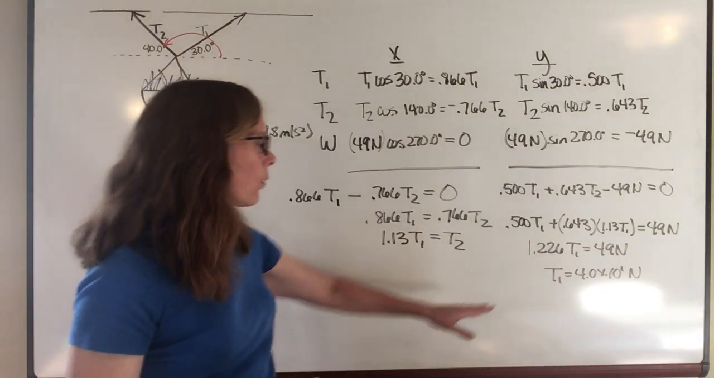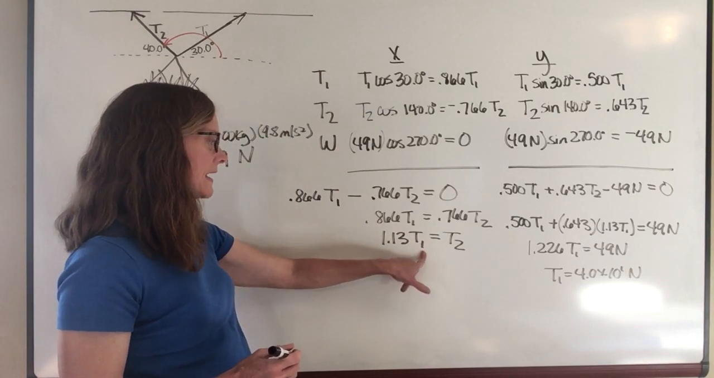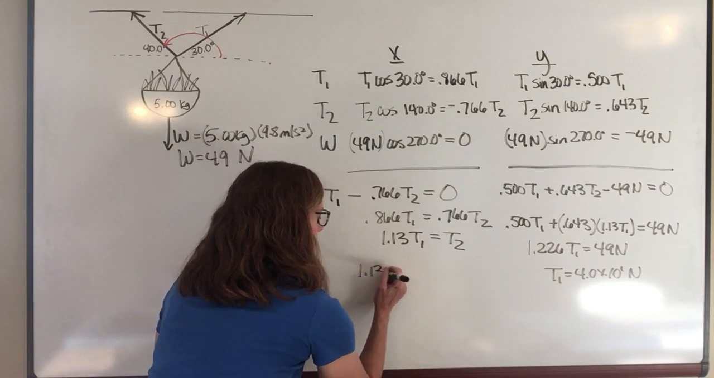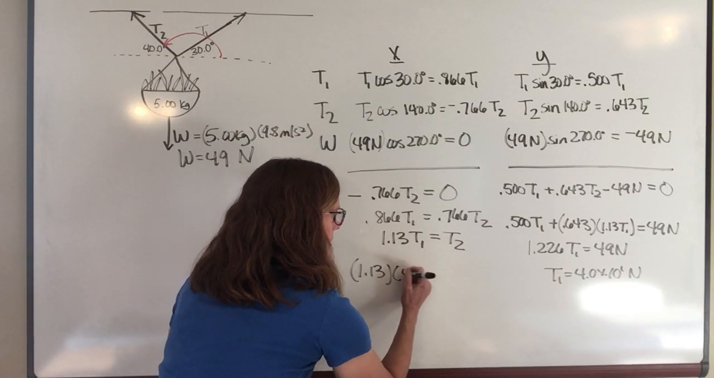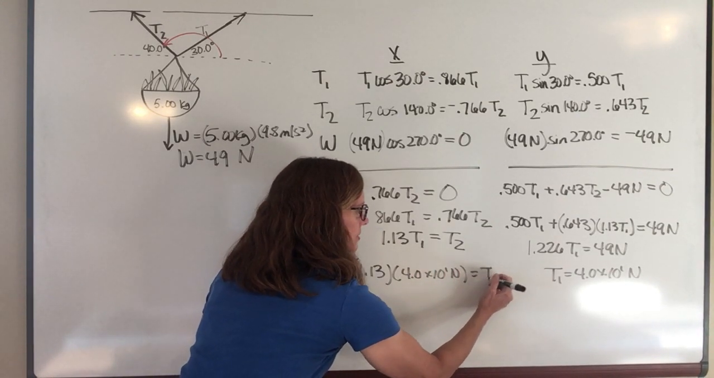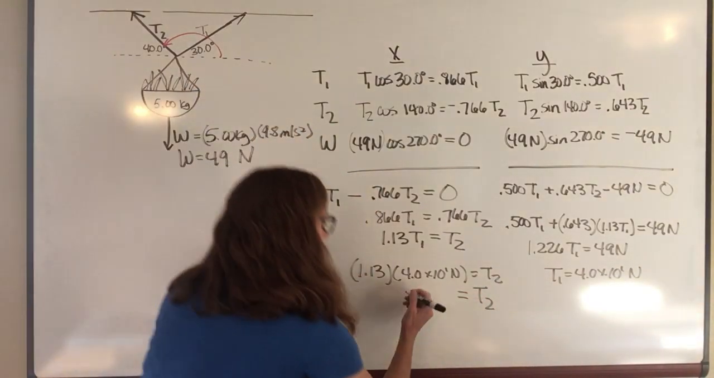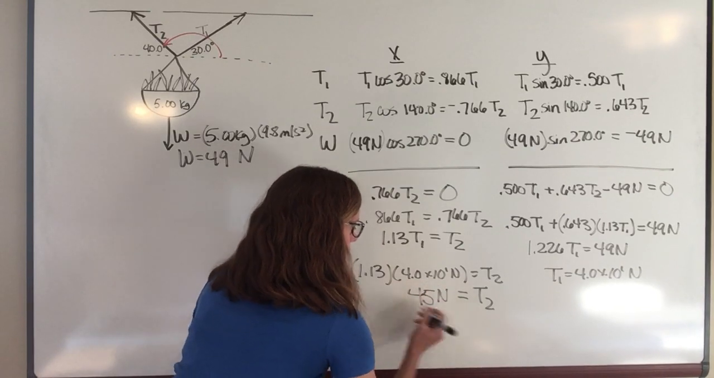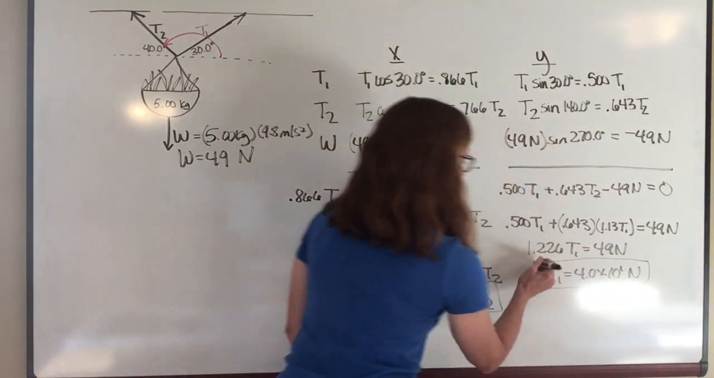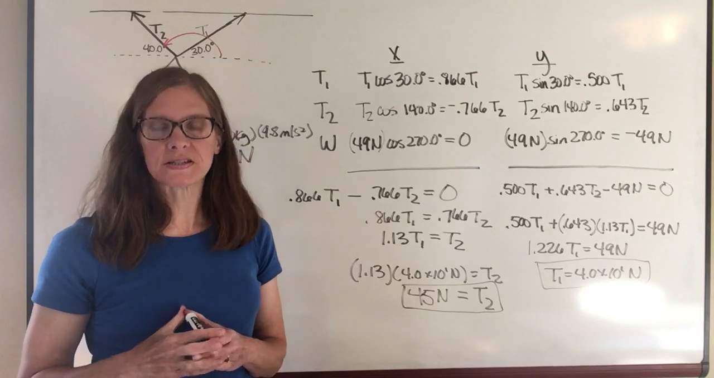Okay. Then once I know T1, I can go back and plug in 40 newtons right here so I can solve for T2. So I'm going to have 1.13 times 4.0 times 10 to the first newtons equals T2. And again, when you crunch those numbers, T2 will end up being 45 newtons. So there's T2 and there is T1.